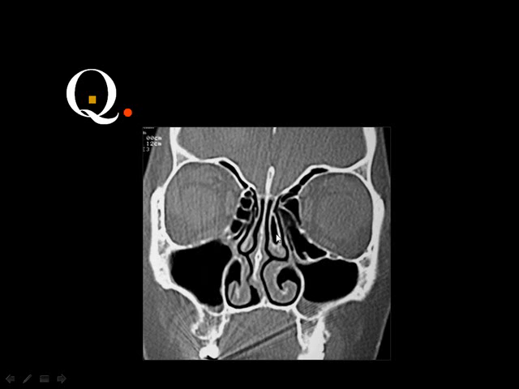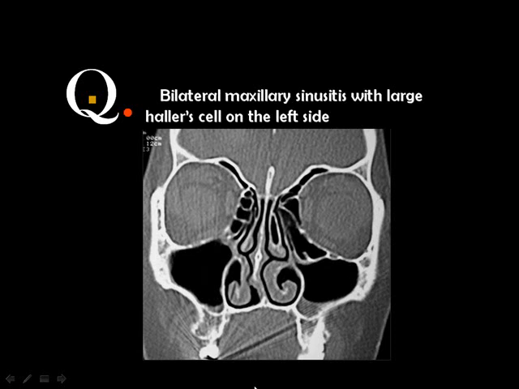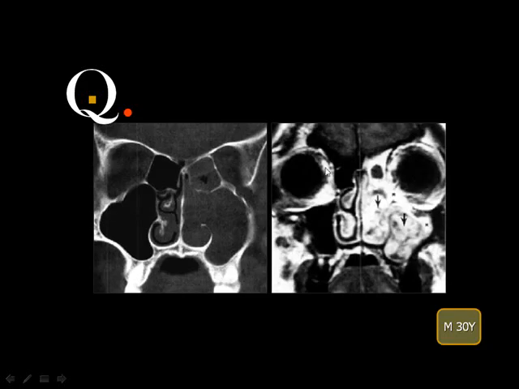Concha bullosa. Then a very large Haller cell and some mucosal thickening of both maxillary sinuses. Then forget about the MRI. What do you think about this case?